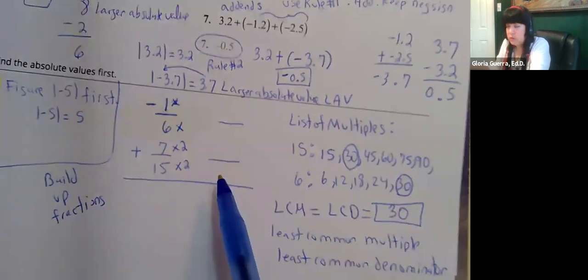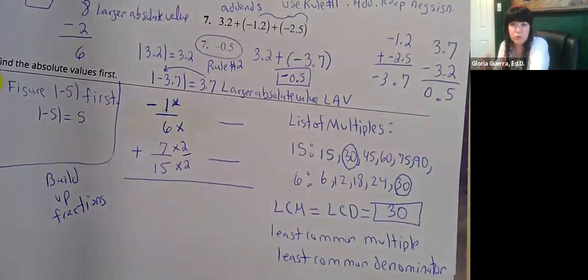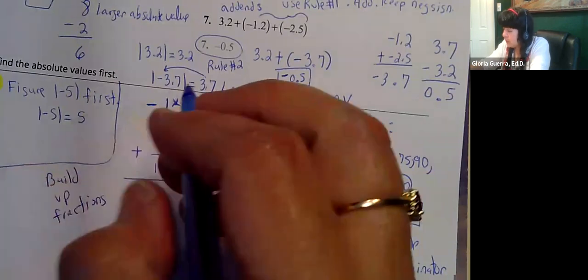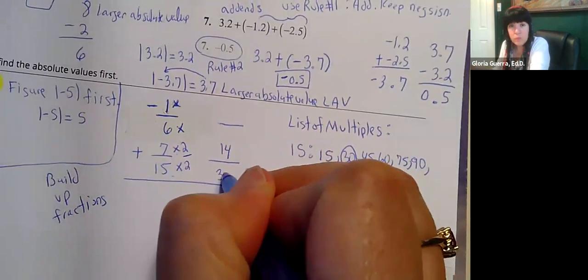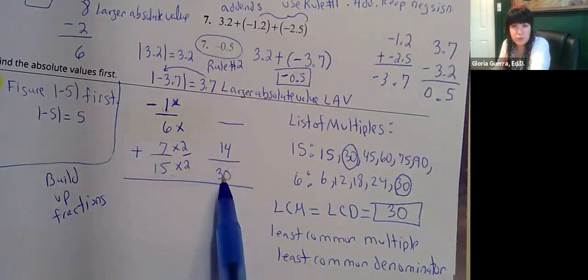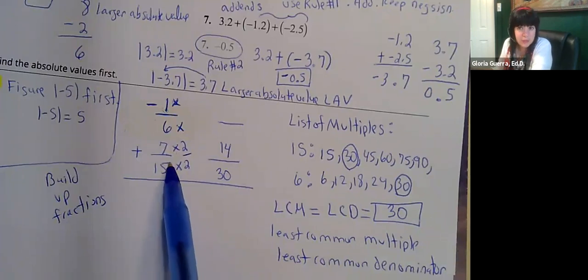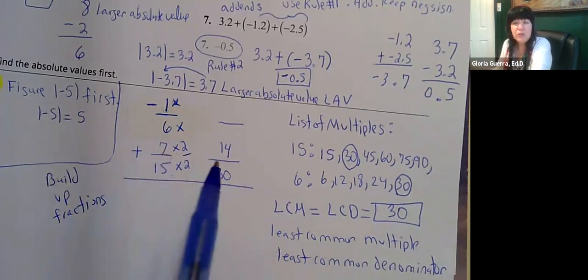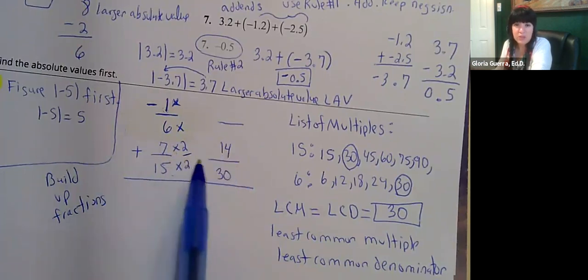But what you do to the bottom, you also do to the top, because this is kind of like 2 over 2, which is 1. So you're multiplying by a form of 1 described as 2 over 2. So 7 times 2 is 14, 15 times 2 is 30. So 7/15 is equivalent to 14/30. That means if you cut an object into 15 equal pieces and give somebody 7, that's the same amount as breaking it into 30 pieces and giving them 14. It's equivalent.